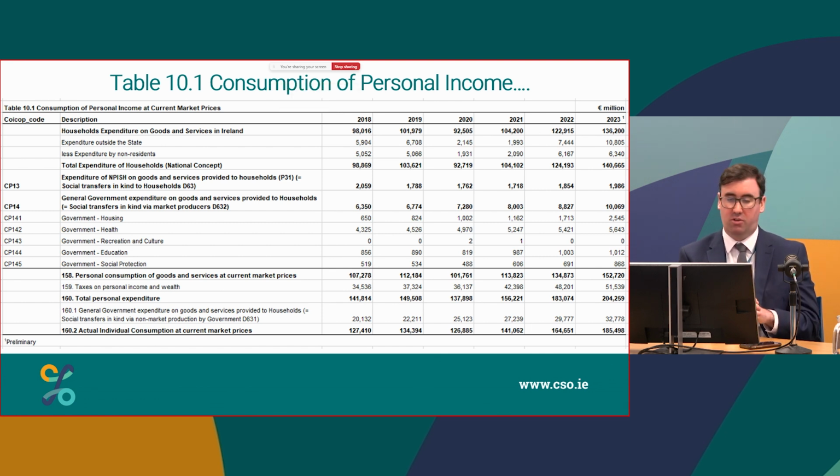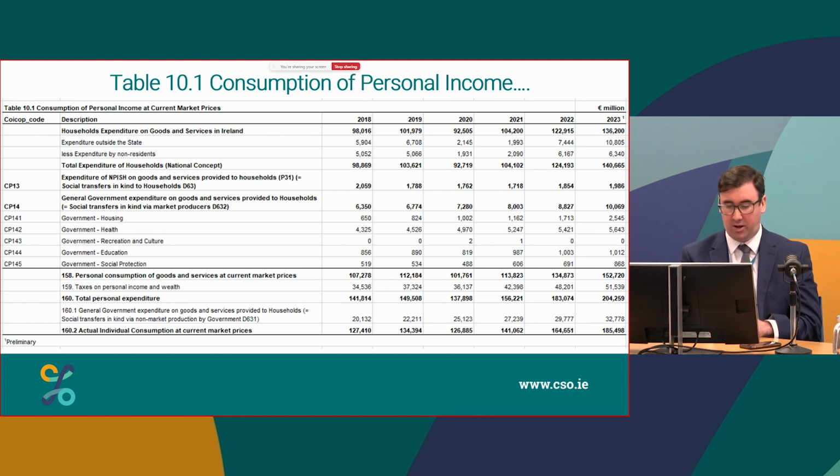You can break general government expenditure into individual and collective expenditure. The individual expenditure is where it makes sense to associate it with a particular individual, and collective, that makes less sense. You can further break down the individual expenditure into market and non-market, and it's the market expenditure that gets captured as part of PCE. So just to sum that up, personal consumption expenditure is total expenditure of households, national concept, plus the expenditure of NPISH, plus the social transfers in kind via market producers.